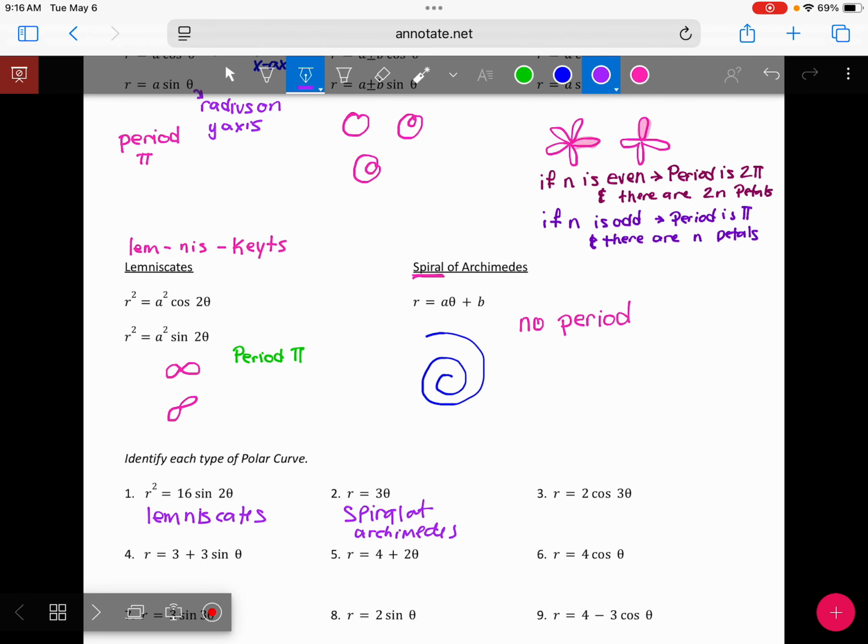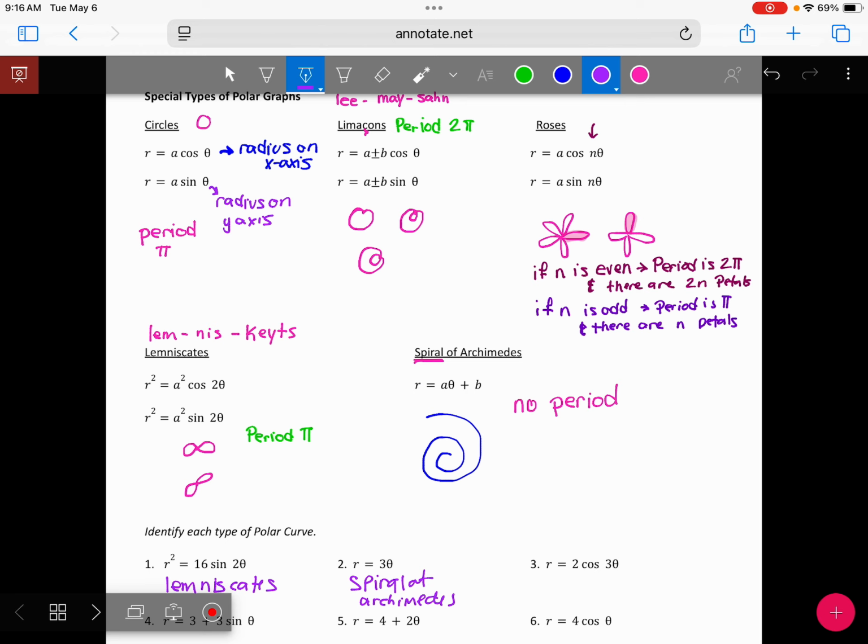All right, so then let's look at number 3. I was gonna say, hang on, this one has a number inside with our trig functions. So there's very little difference between the circle, which is a number and then cosine theta, versus a number cosine number theta. So this guy is a rose.